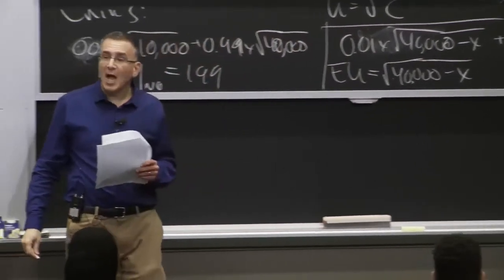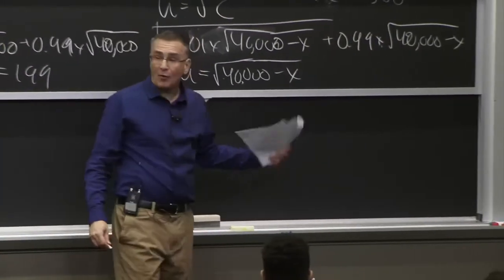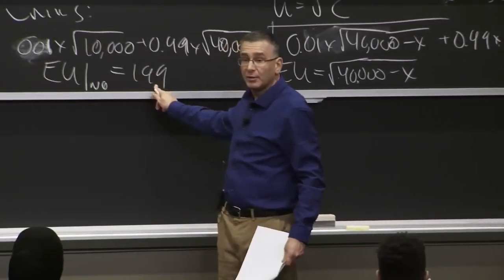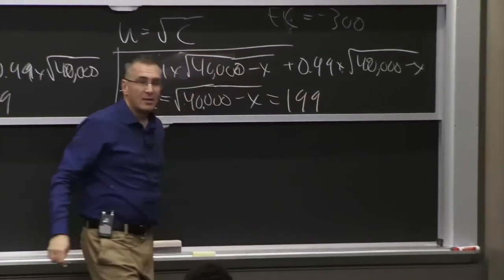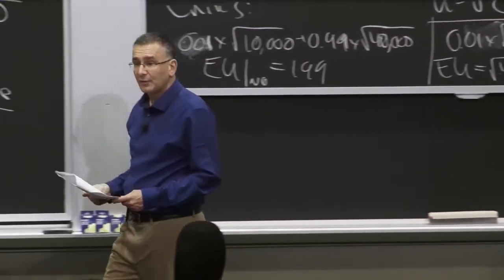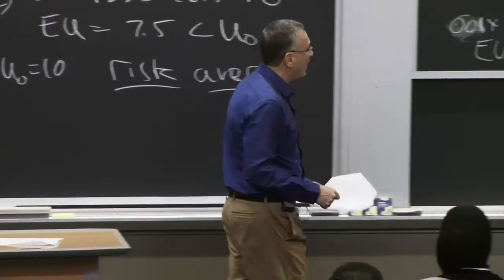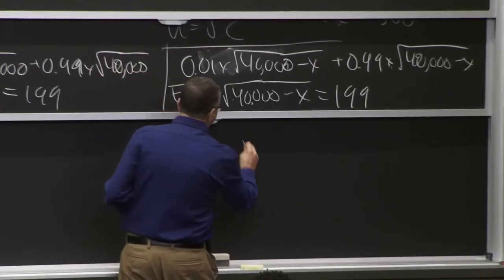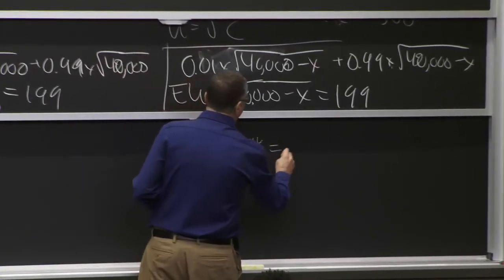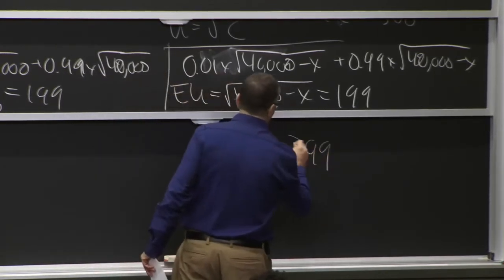So how do I solve for the optimal X? Well, I ask at what X am I better off than being uninsured? So I set this equal to 199. And if you solve that, you get that X star, the point at which you would rather be insured than uninsured, is a premium of $399.